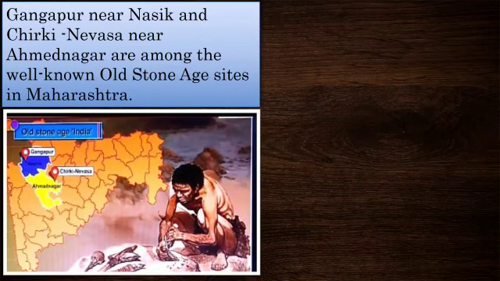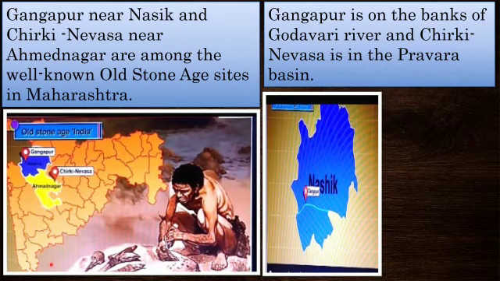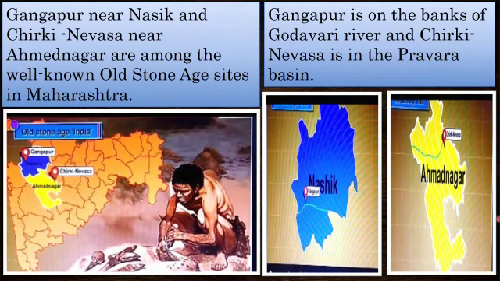Gangapur near Nasik. So dear students, in this picture, as you can see the map of India, there in blue color you can see Gangapur is near Nasik and Chirki Nevasa is near Ahmednagar. So dear students, on your page number 28, I think there is a mistake. It should not be Nevasa again, but it has to be Ahmednagar because Chirki Nevasa is near Ahmednagar and they are among the well-known Old Stone Age sites in Maharashtra. So Gangapur and Chirki Nevasa, they are in Maharashtra. Gangapur is on the banks of the Godavari river, which is in Nasik, and Chirki Nevasa is in the Pravara basin, which is in Ahmednagar.